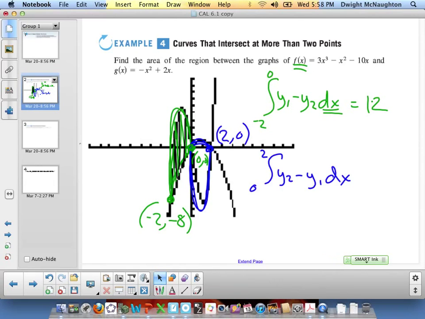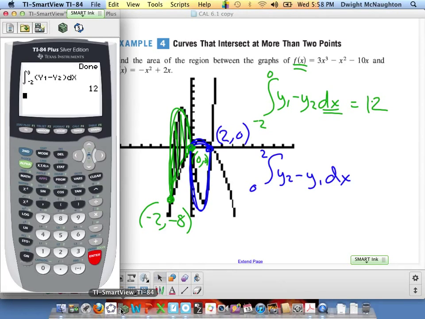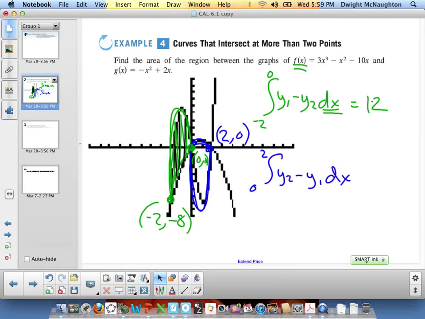Then I will do the blue area. Same way, except I'll change my limits and the different functions on top. So Math 9, now I go from 0 to 2, y2 minus y1 in this case, with respect to x. And again, it's 12. Not always the case, just in this case.